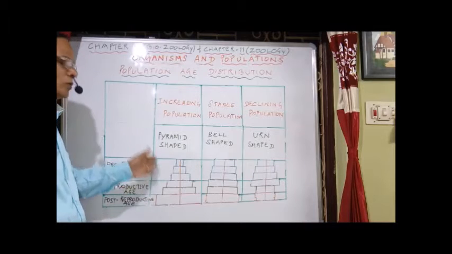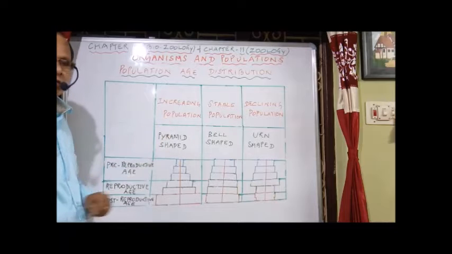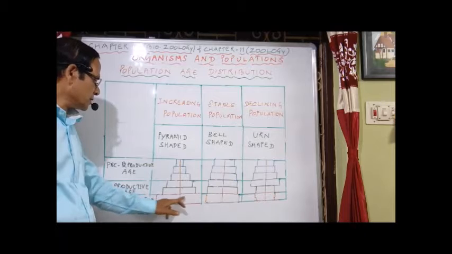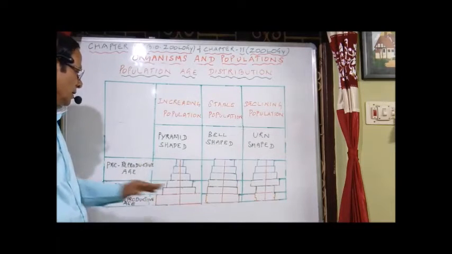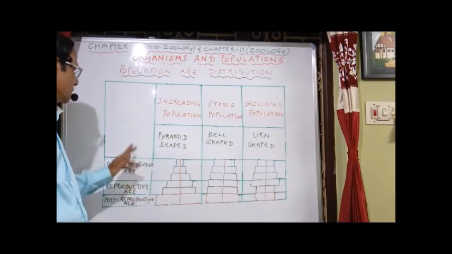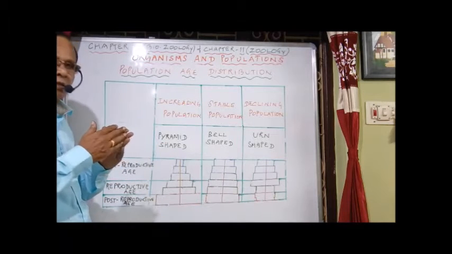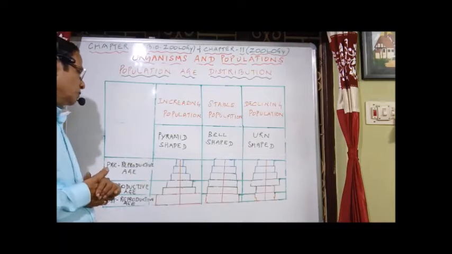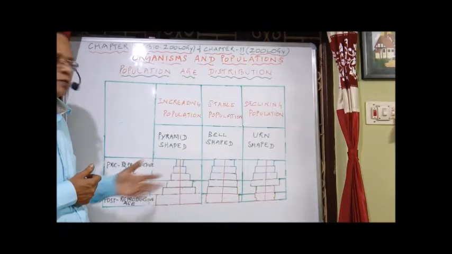Now when we plot these individuals, the first one is the increasing population. In an increasing population, we have more younger individuals, or pre-reproductive age groups, and the number declines as we go up to the reproductive and post-reproductive groups. So we get a pyramid-shaped age distribution. This is called an age pyramid.